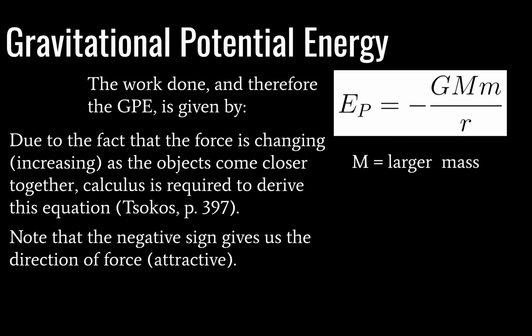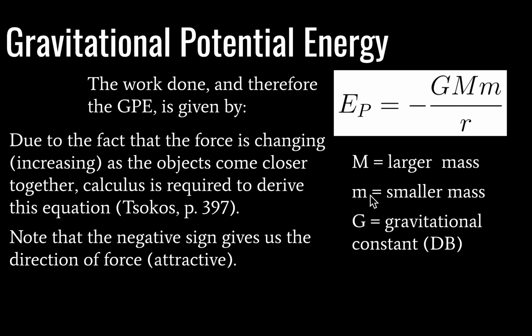And of course, defining our variables, once again, we have M is the larger mass, small m is the smaller mass. G is our gravitational constant. R is the distance between objects. Ta-da!